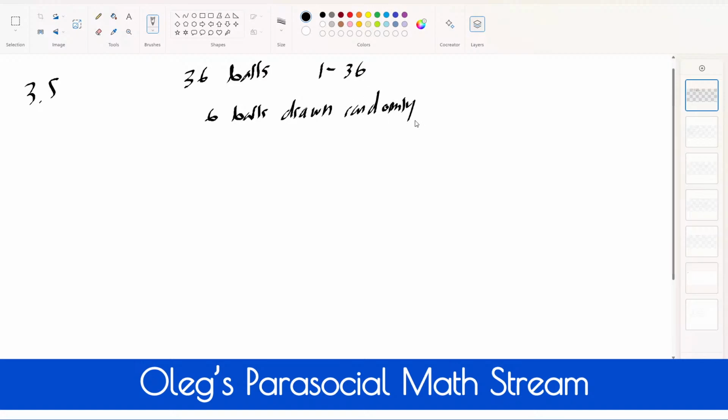Randomly. For $1, you buy a ticket with 6 blanks. You fill in the blanks with 6 different numbers between 1 and 36. You win 1 million if you choose the same numbers that are drawn, regardless of order. What are your chances of winning?